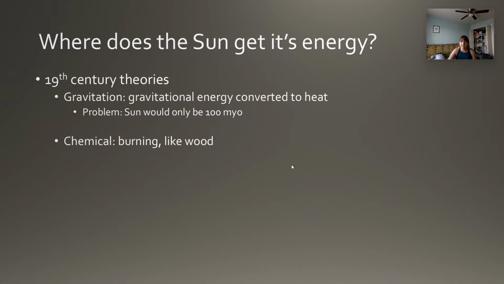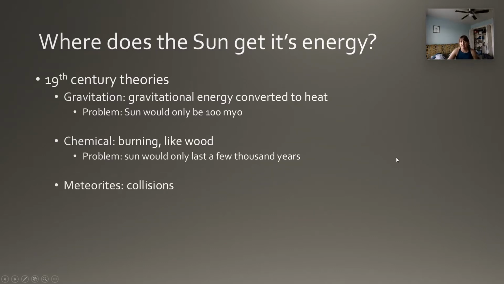Another thought was that there was something chemical happening. So there was something burning or oxidizing like wood or coal, or just something was burning. The problem with this theory was that the sun would only last a few thousand years at that size and how much energy was being put out by the sun. So that theory was also thrown out.